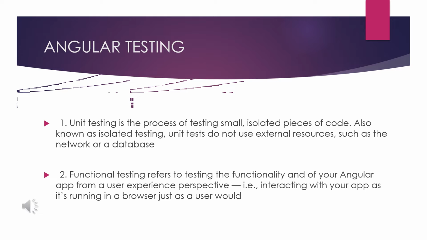So in Angular testing, we are separating it into two different entities. One is unit testing and another one is functional testing. For unit testing, we are testing small isolated pieces of the code. For example, a simple application, a simple piece of code will be tested individually. So that is unit testing. Functional testing is how the overall application interacts with other methods or other components, which will be tested through functional testing.